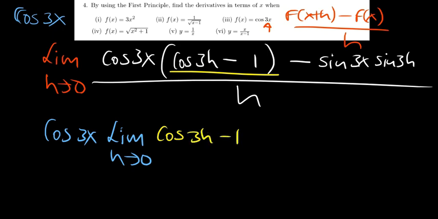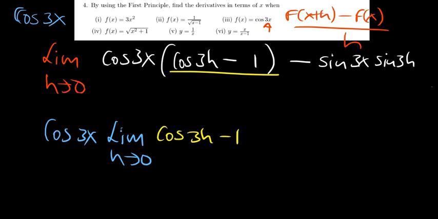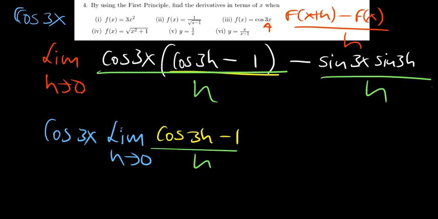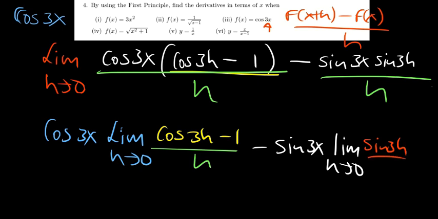So as a smart student, divide everything by h. If you divide everything by h at this point, this part will be over h, and that part will be over h as well. So that h can apply here, and then minus what we have, sine 3x, and then we distribute the limit to the other part. The limit as h approaches 0 of sine 3h over h.